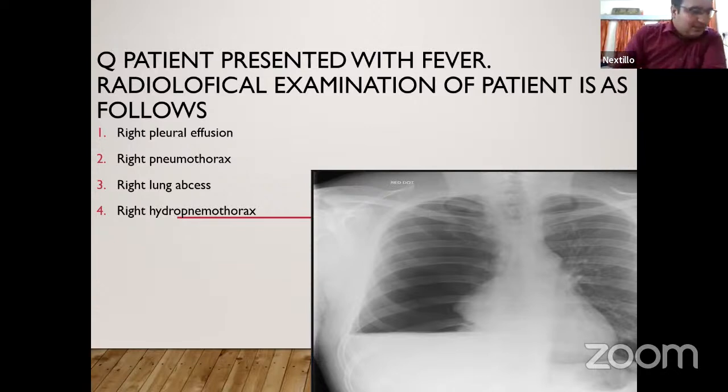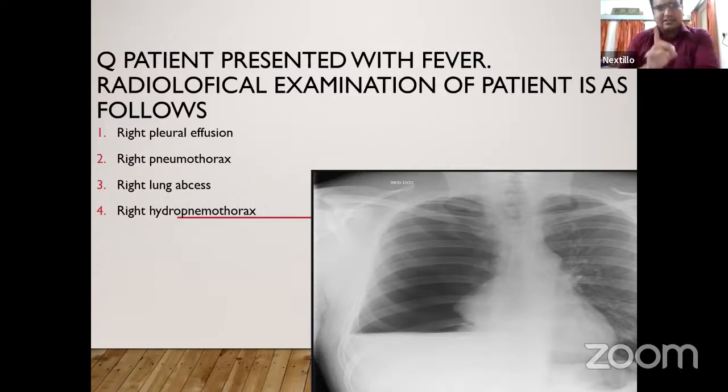Let's discuss. Diagnosis is not important. Important is our approach. Now look at what we had learned. We looked for the soft tissue, the bones, the heart. We are saying, okay, the right hemidiaphragm is not visible, the right CP angle is blunt. So where does blunting of the CP angle happen? When there is fluid. So we say, sir, there is fluid.